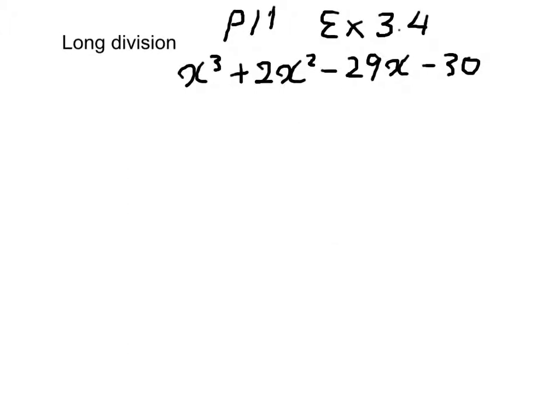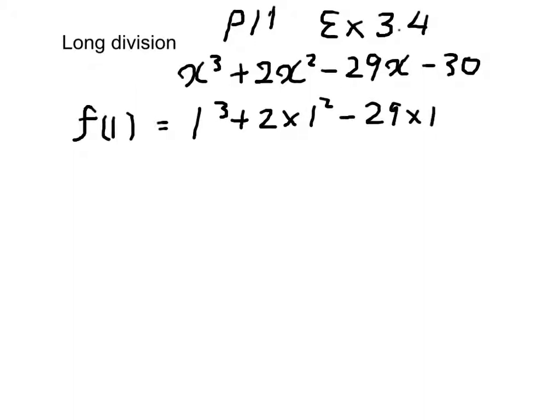In this lesson, I'm going to show you how to do algebraic long division and comparing the coefficient method. First, I'm going to do trial and error and put numbers in until I find this expression equals 0. So 1 cubed plus 2 times 1 squared minus 29 times 1 minus 30. Clearly that's not going to give me 0. So I know that x minus 1 is not a factor of this line.